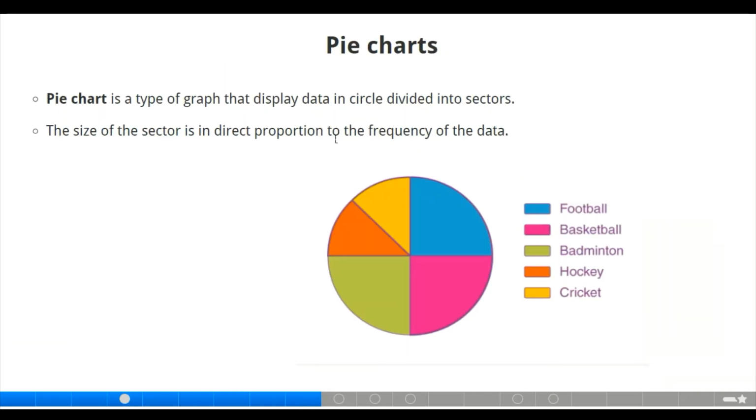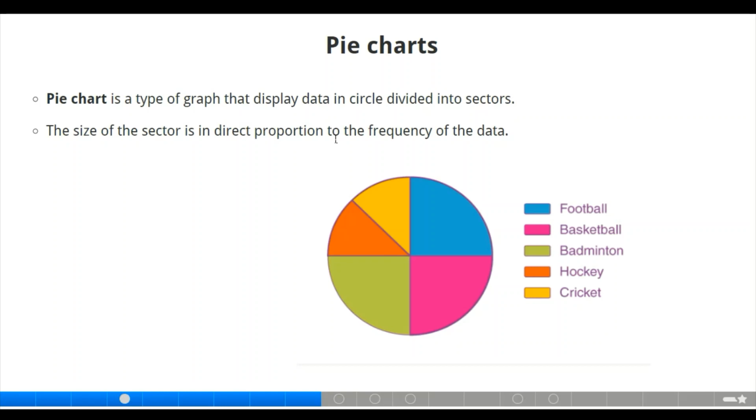Now the next one we want to look at is the pie chart. A pie chart is a type of graph that displays data in a circle divided into sectors. The size of each sector is directly proportional to the frequency of the data. It divides data information and displays it in circular form. You know the sum of the angles in a circle is 360 degrees. So we calculate based on that using a semicircle, which we call a protractor.